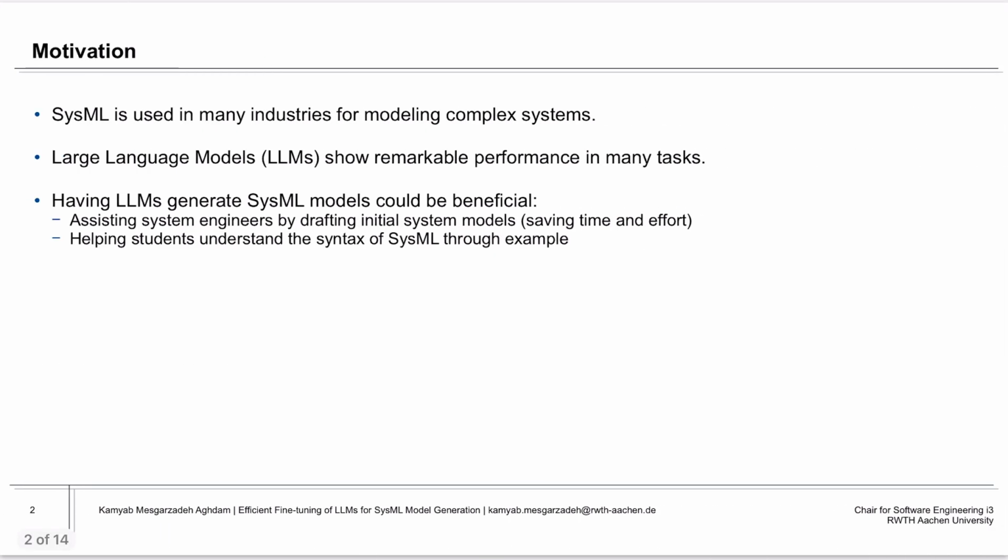So SysML is used in many industries for modeling complex systems, such as cars, and large language models, such as ChatGPT, are shown to have remarkable performance in many tasks, such as translation or code generation. And I thought that having large language models generating SysML models could be very beneficial.